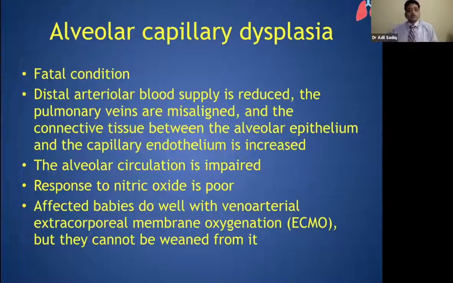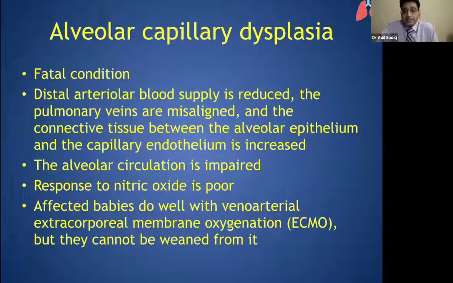So let's move on to another entity called alveolar capillary dysplasia. It's something in which the alveolar circulation is impaired, where the arterial blood supply is reduced. The pulmonary veins are not aligned to this blood supply, and the intervening capillary endothelium is abnormal as well, and the thickness of that is increased. All in all, the response to nitric oxide is poor.